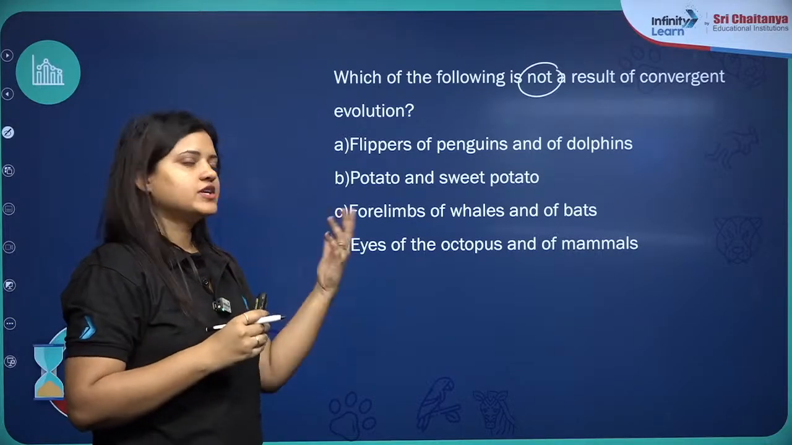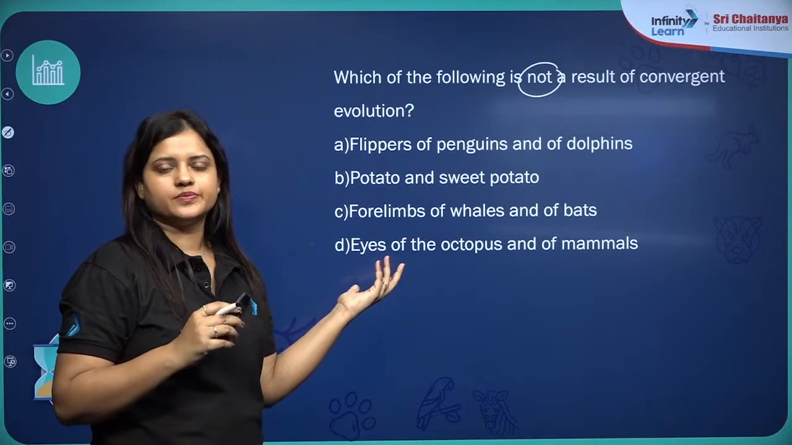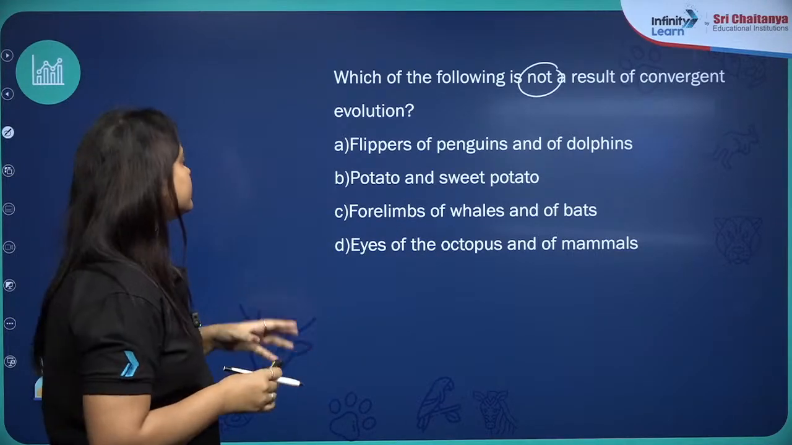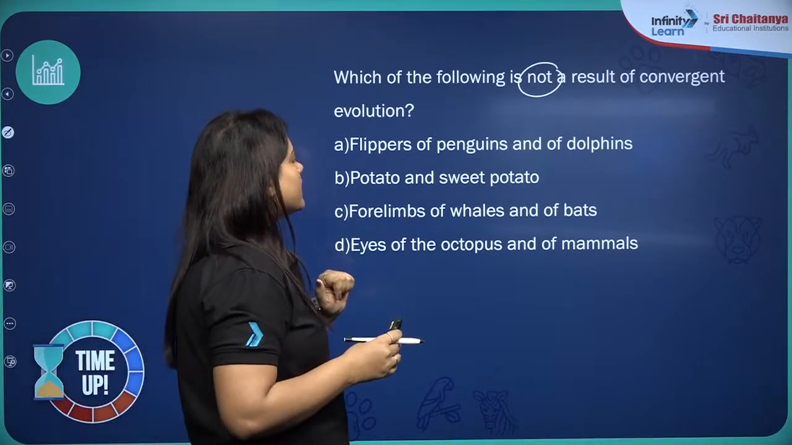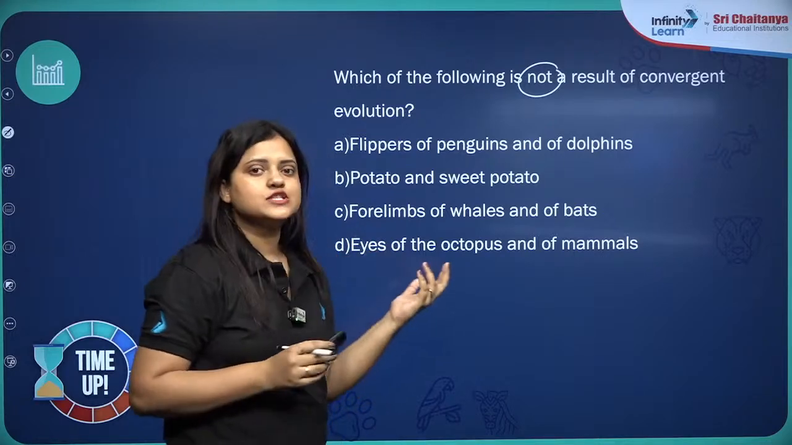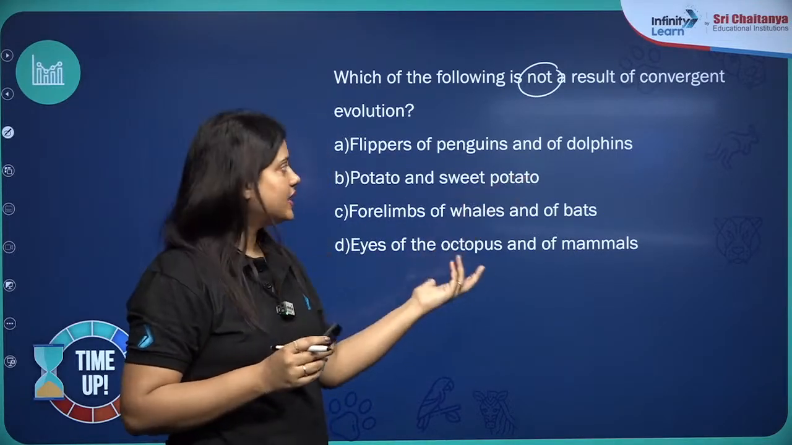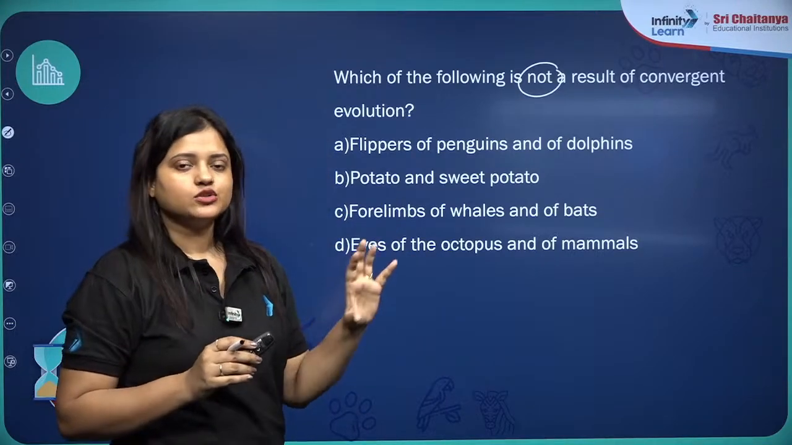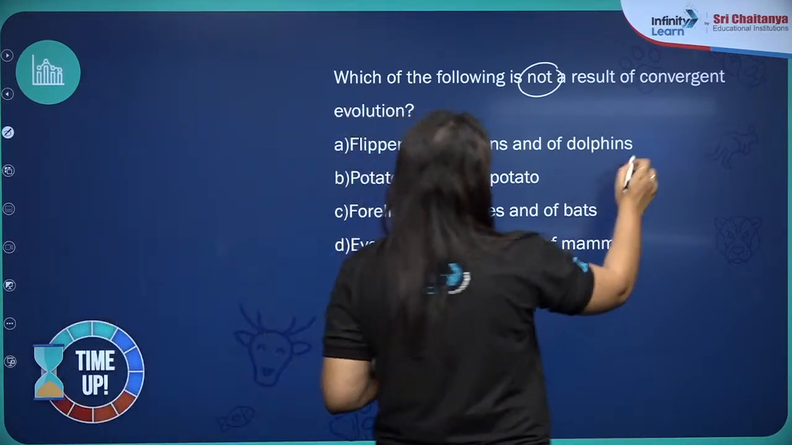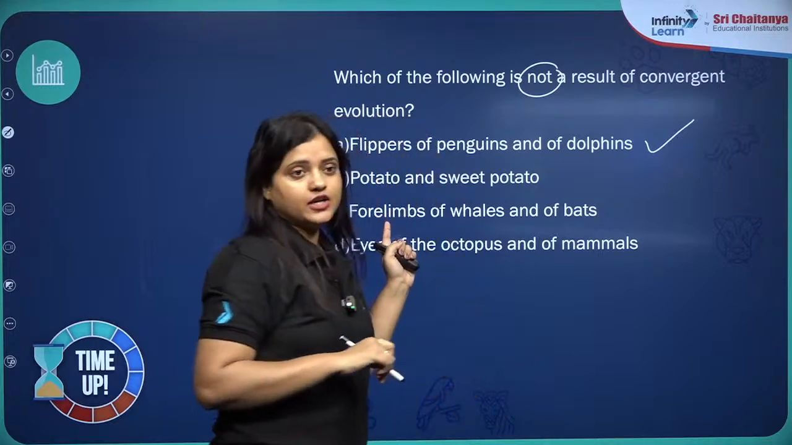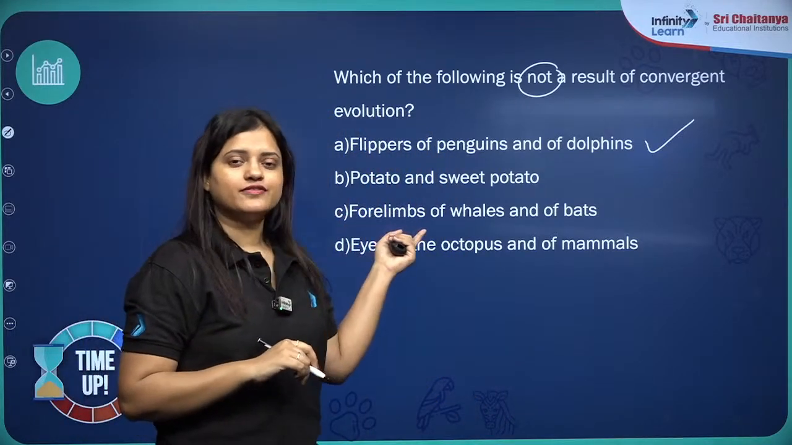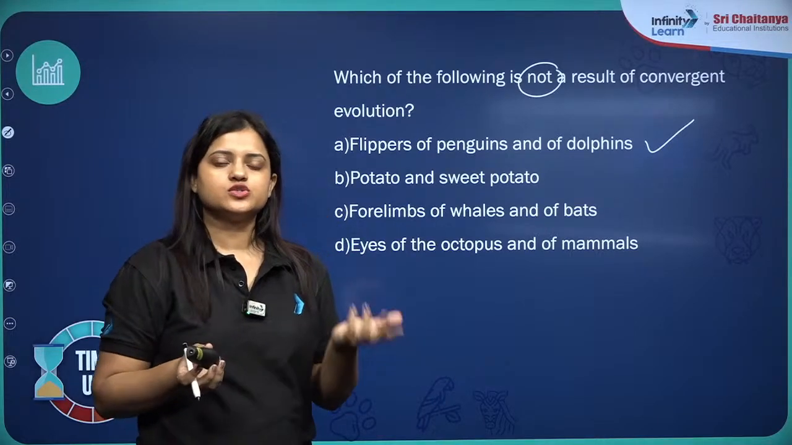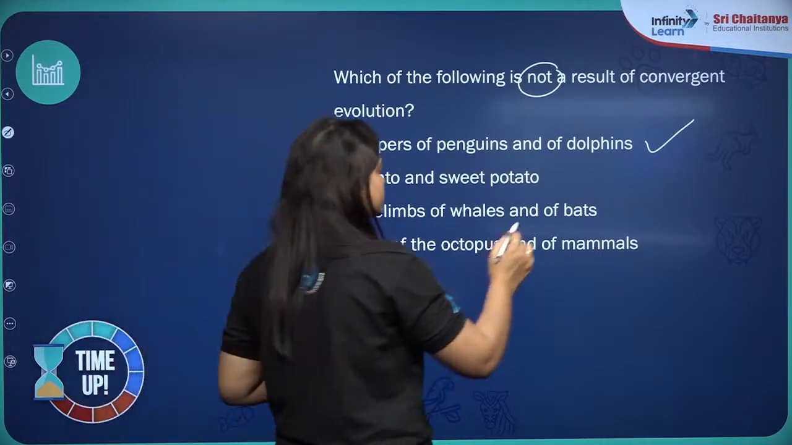Okay, so convergent evolution coincides with analogous organs: different structure, same function. So let's see. Flippers of penguin and of dolphin. Penguin is a bird, dolphin is a mammal. The structure of both flippers is different but the work is the same, it helps in swimming. So this is an example of convergent evolution. Potato and sweet potato. Potato is a modified stem, sweet potato is a modified root, but both do storage. So again this is an example of convergent evolution.